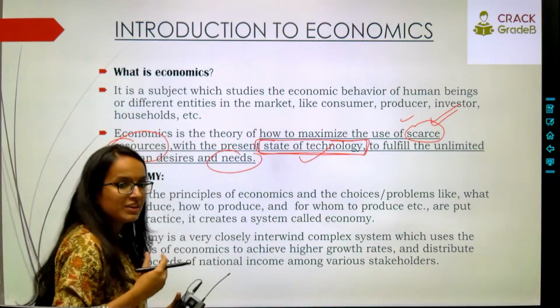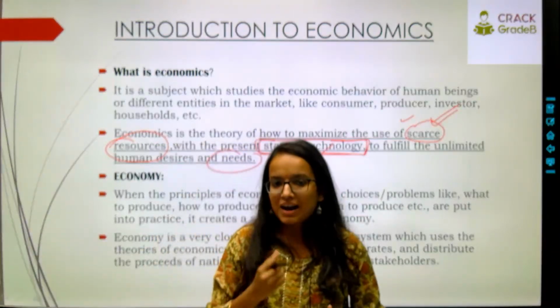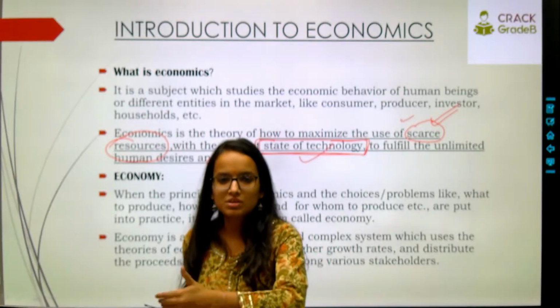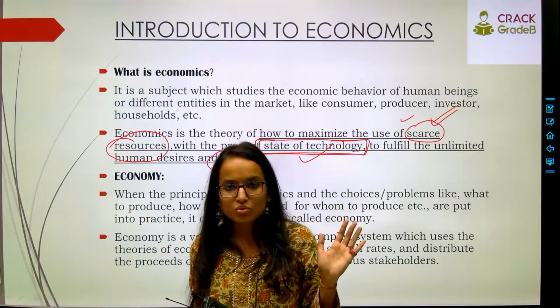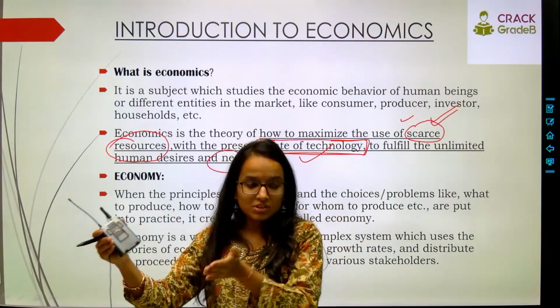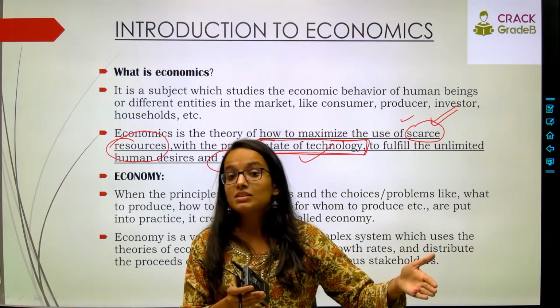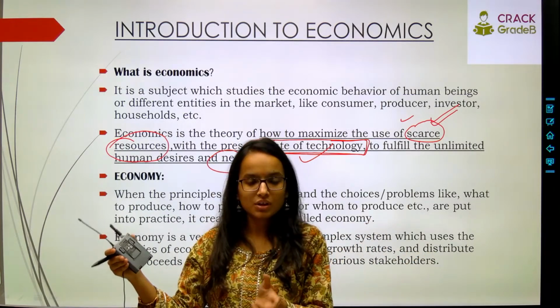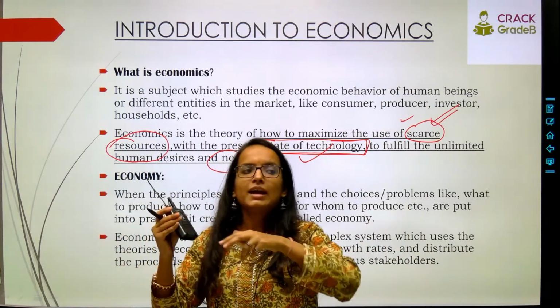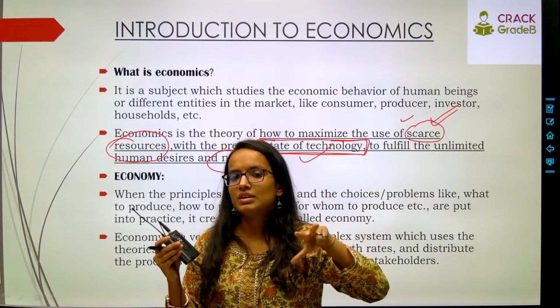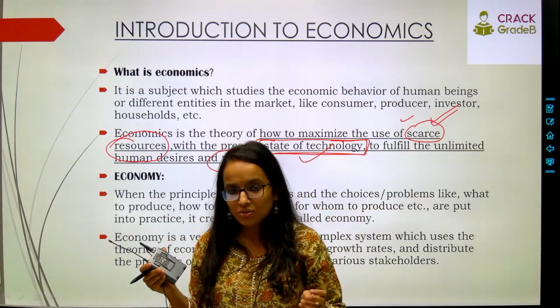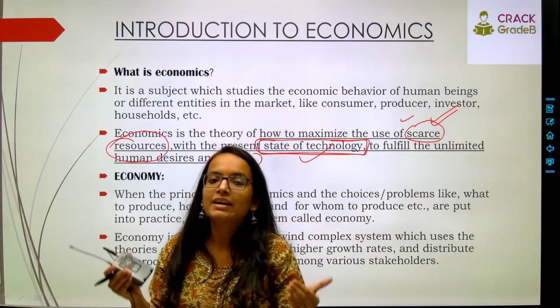For example, we are consumers, we demand something, so the producer produces it and then sells it to us. So if there is a producer, then we have a consumer. If there is a consumer, then only we have a producer. So they both are related, and similarly all these stakeholders are very closely related to everyone. So economy is that system.